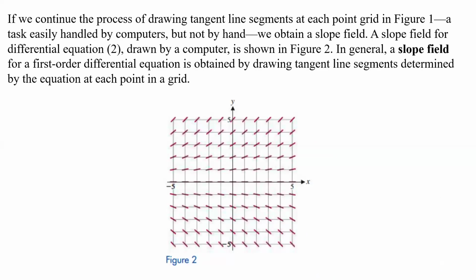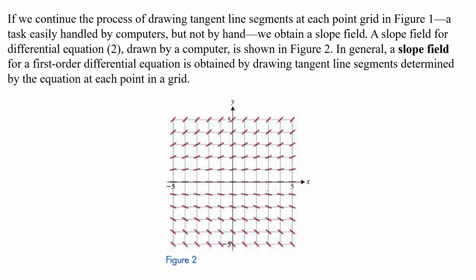Now, if we continue the process of drawing tangent line segments at each grid point in that figure 1, a task easily handled by computers, like I said, but not by hand, we obtain this slope field we see in figure 2. In general, this slope field for a first order differential equation is obtained by drawing tangent line segments at each grid point on whatever size of graph you make. So in this one, it's a 5 by 5, and it's 5 in each direction. Okay, so you figure out what the slope is at each of those, and then from there we can draw different curves.